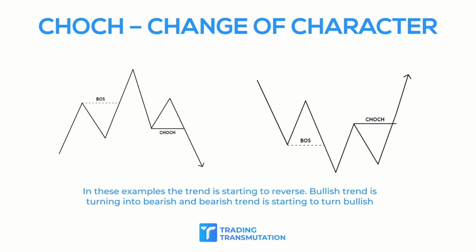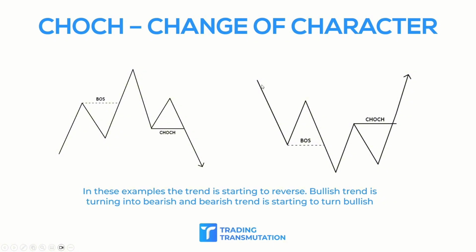Now, as I said, change of character is a bit different. Change of character is when price changes the overall trend. You can see in these examples, the trend is starting to reverse. Bullish trend is turning into bearish, and bearish trend is starting to turn bullish. See here, we have a bullish trend, we have a break of structure because we're currently in a bullish trend, and then we have here a change of character because a low is broken, and we also have a lower high, and we're now given that change of character. Why? Because structure is broken. We're not currently in a bullish trend anymore, we're in a bearish trend now.